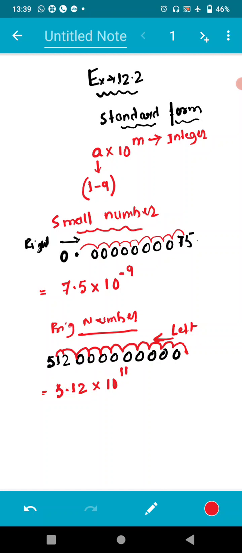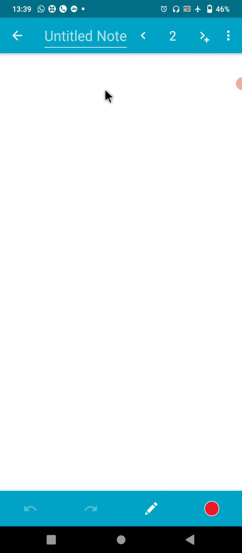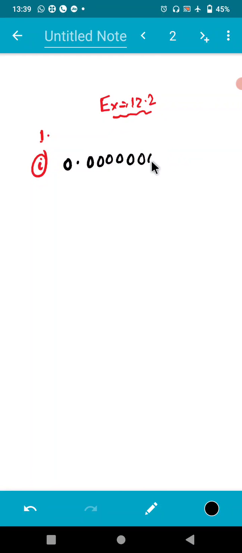So based on this concept, students, you have to do all the sums of question number 1. So let's start. Exercise 12.2. Now question number 1, sum number 1, what do we have? So 0 point, how many zeros are there? 1, 2, 3, 4, 5, 6, 7, 8, 9, 10. So 10 zeros are there. And then 8, 5 is written.